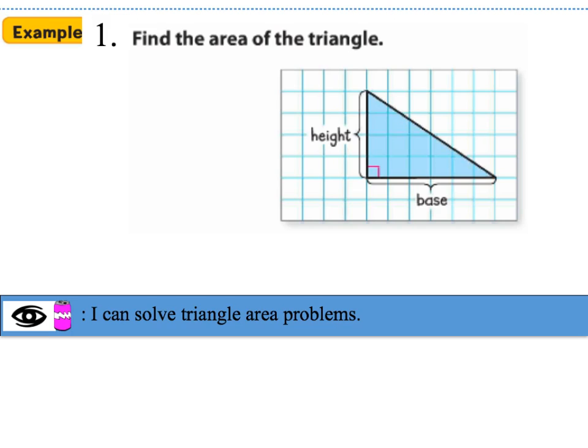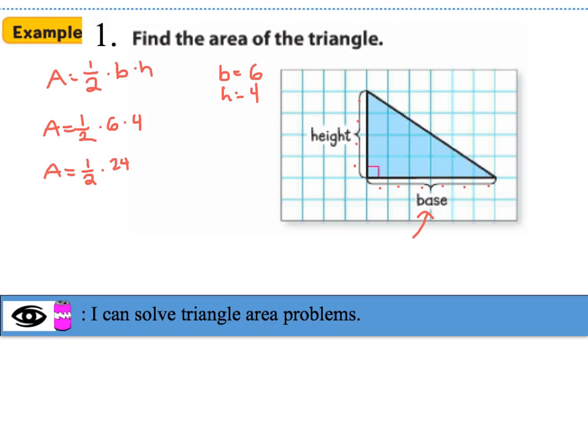So let's write our formula first. Let's use area equals 1/2 times the base times the height. And let's identify our base. Our base would be right here, and we have to count. Here's 1, 2, 3, 4, 5, 6. Our base is 6 units long, and our height is equal to 1, 2, 3, 4 units tall. So let's plug this information into our formula. Area is equal to 1/2 times the base, which is 6, times the height, which is 4. So let's go ahead and multiply 1/2 times 6 times 4, which is 24.